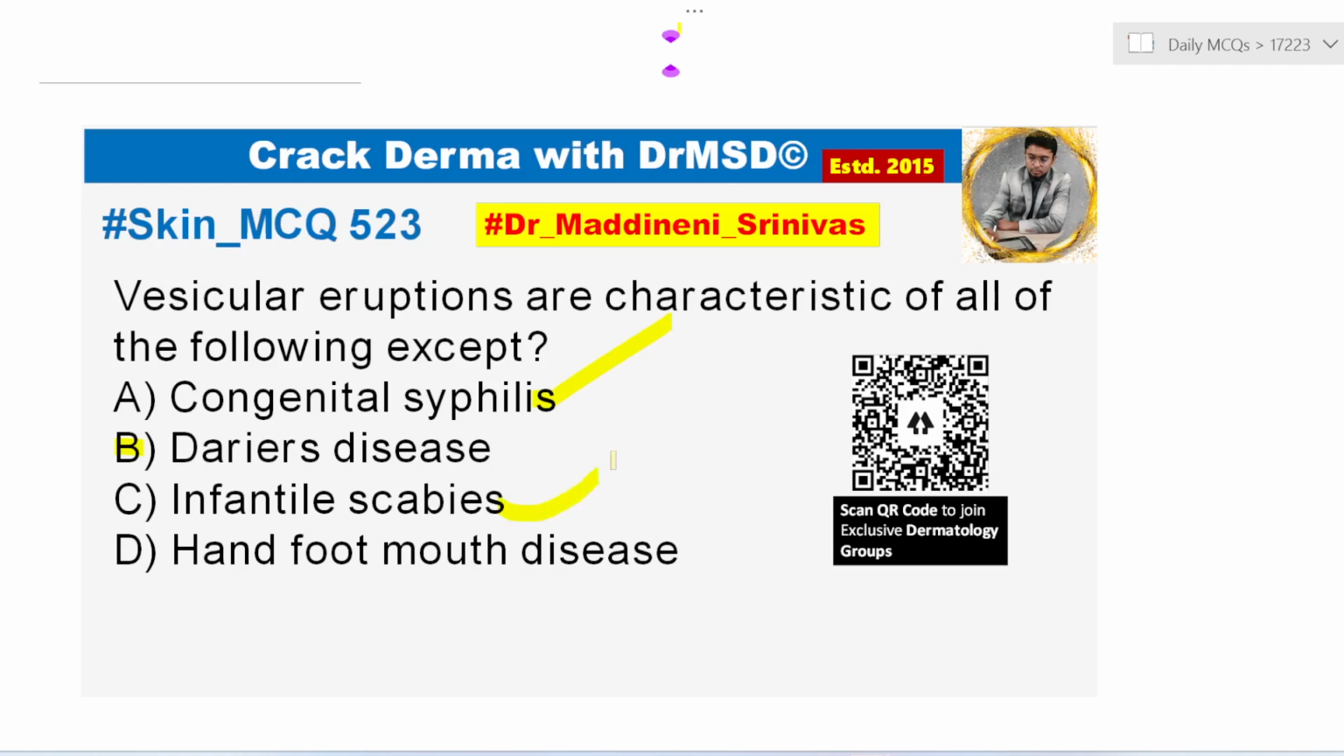And in infantile scabies, please remember, over the palms and soles, fluid-filled lesions can be seen. And in hand, foot, mouth disease also, palms and soles are going to have papillovesicular lesions. So option D also has vesicular eruptions.